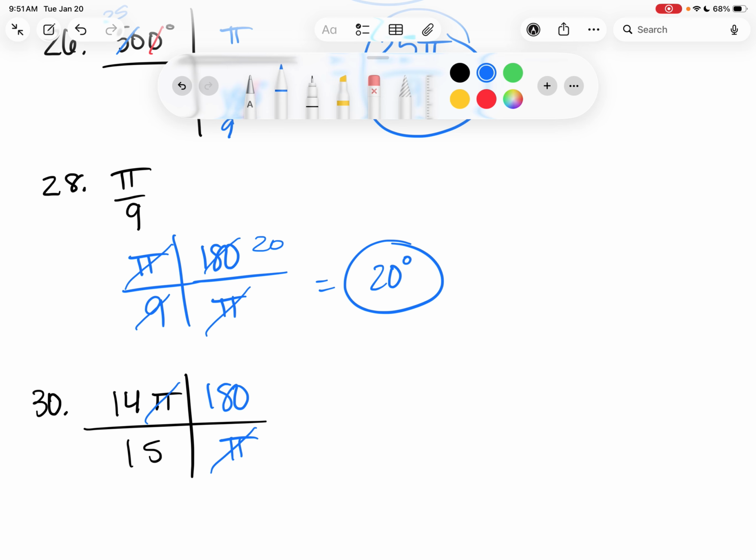So eventually you will figure out how all this works. But you'll just multiply 14 times 180. Okay, so you multiply across the top, divide away the bottom, and then divide by 15. So 168 degrees would be the answer to this one.